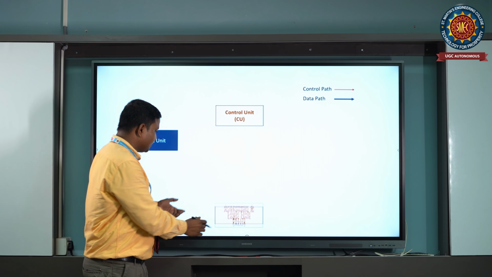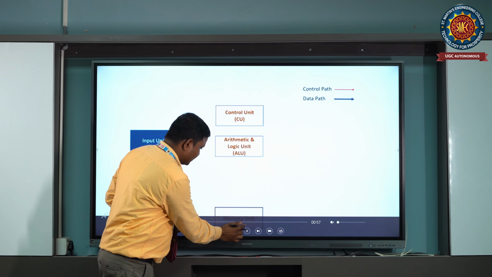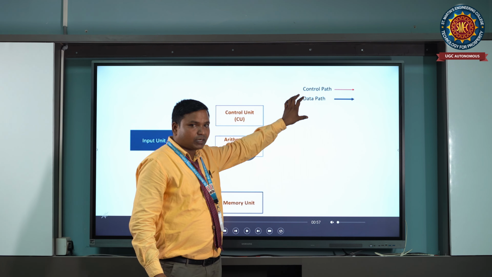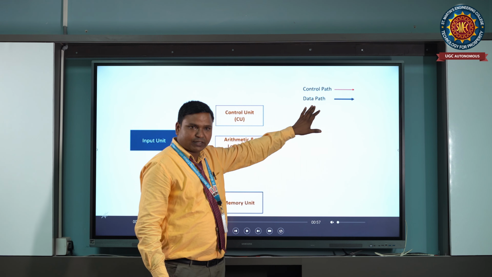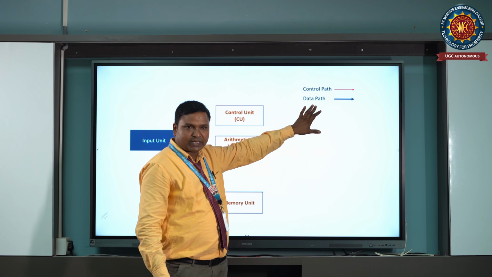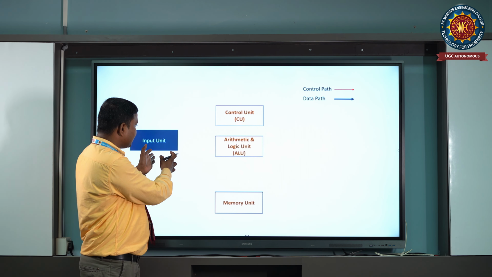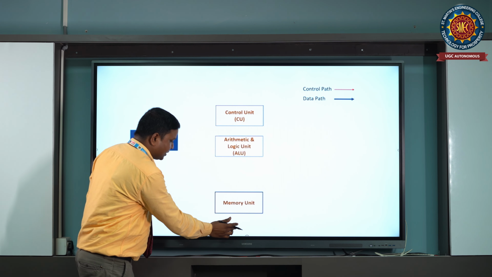Here there are two things: the control path and the data path. The first one is the input devices.